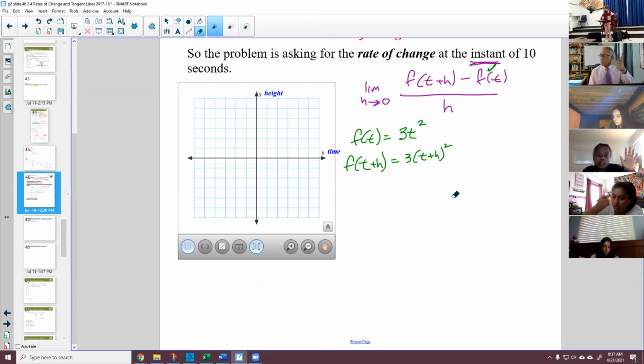Mia, tell me. So for t equals 10 seconds, we would leave that to the end. Yep. First, we need to find the formula for the rate of change, and then we can actually plug the number in. Okay.